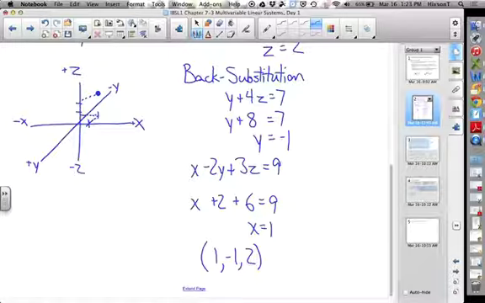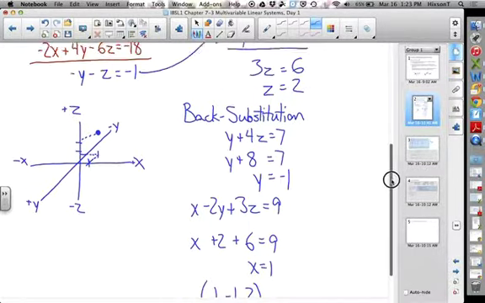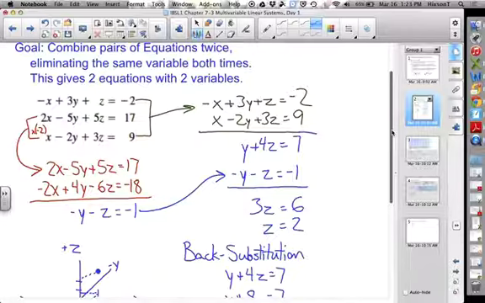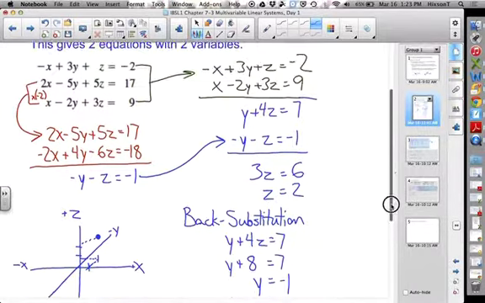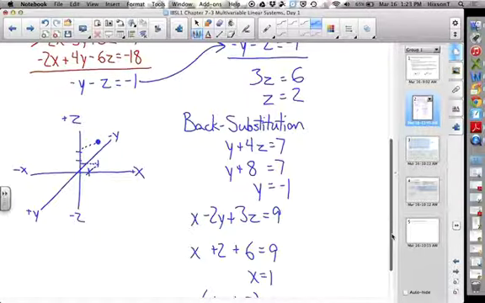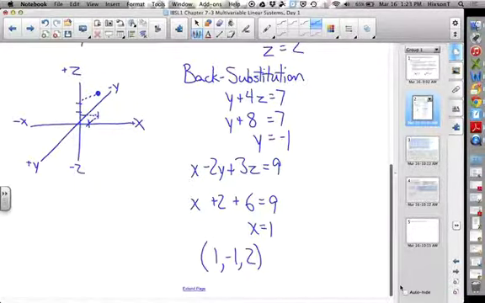So, anyways, what I want to do though is look at something here. Does everyone understand how we got this solution? Get two different pairs, eliminate the same variable. Now you're down to a system of two equations with two unknowns. Solve it, and then back substitute.